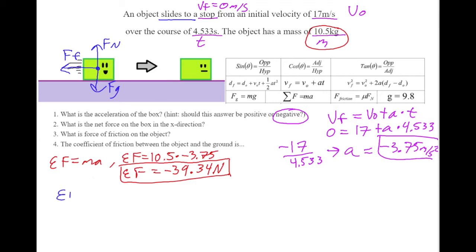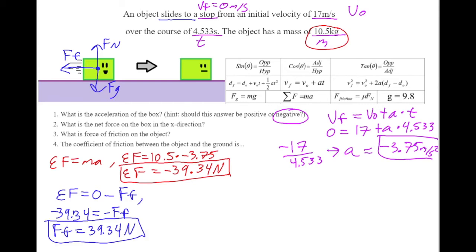If we write our net force equation, we see net force is equal to the forces that point to the right, in this case 0, minus force friction. So if we plug in our numbers, we get negative 39.34 is equal to negative force friction. That just tells us that force friction is equal to 39.34 newtons.